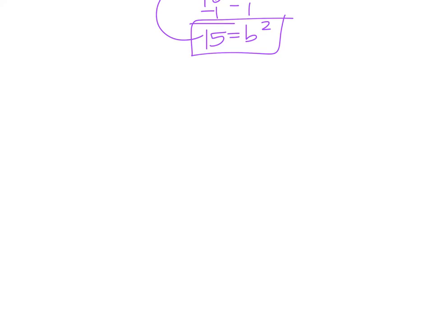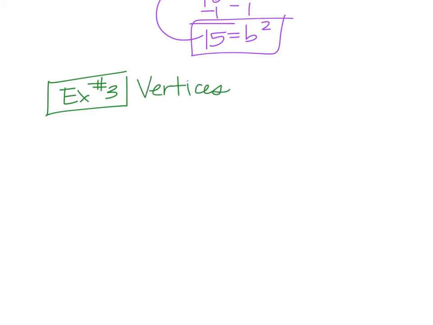Example 3. All right, so we have vertices at plus or minus 3, 0. We have foci at plus or minus 6, 0. So let's graph this.